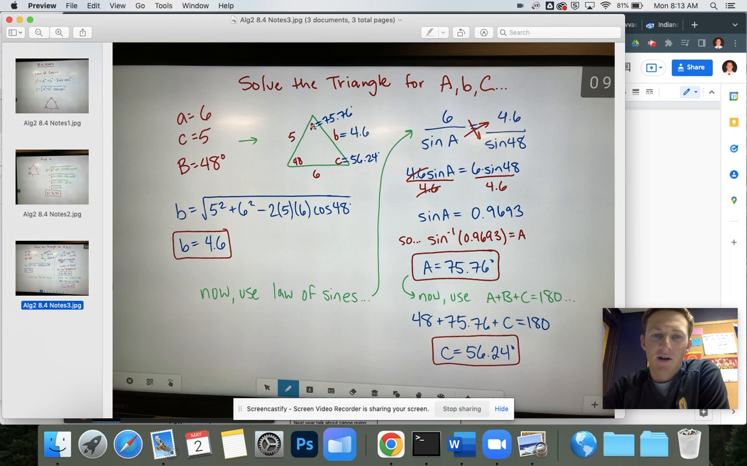Now we know that in a triangle, all three angles add up to 180. So we have 48 plus this 75.76. Whatever's left over from 180 is going to be our angle C, which is 56.24.